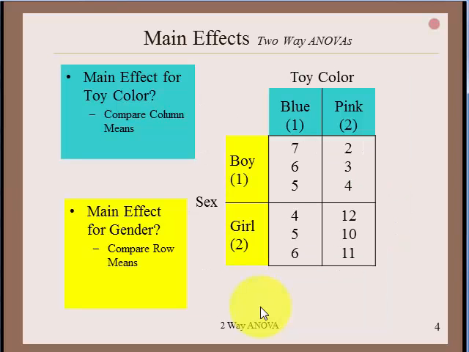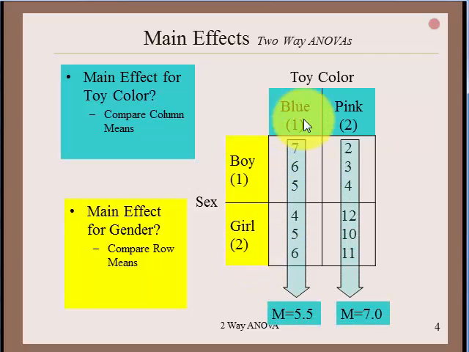Okay, so let's look at some of these terms and concepts in a specific example here with some data. So you see here I have toy color, which I'm going to consider to be our A factor, and sex or gender is going to be our B factor. So to start with, if I want to determine if there's a main effect for toy color, I want to compare the overall blue scores to the overall pink scores, ignoring whether somebody's a boy or a girl.